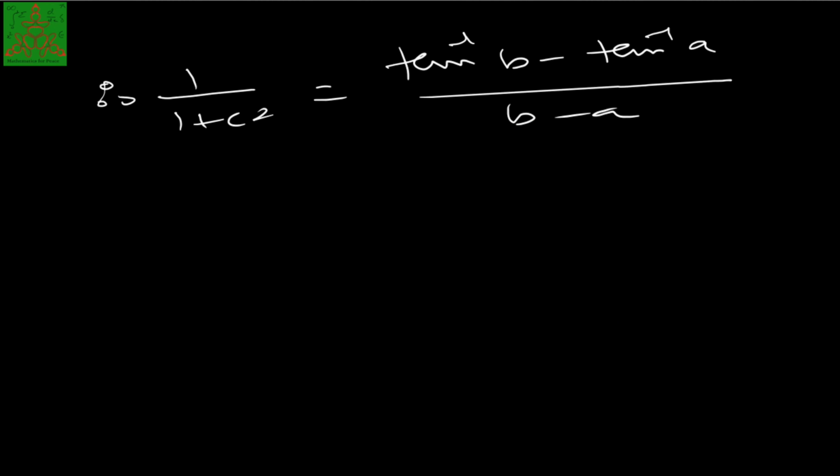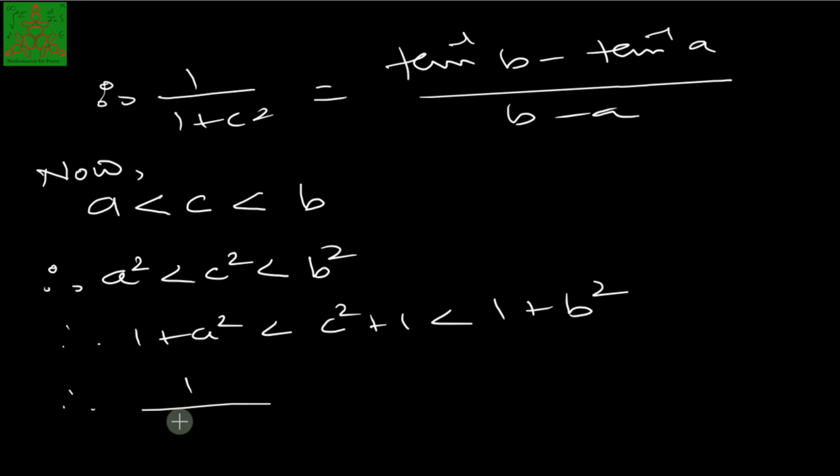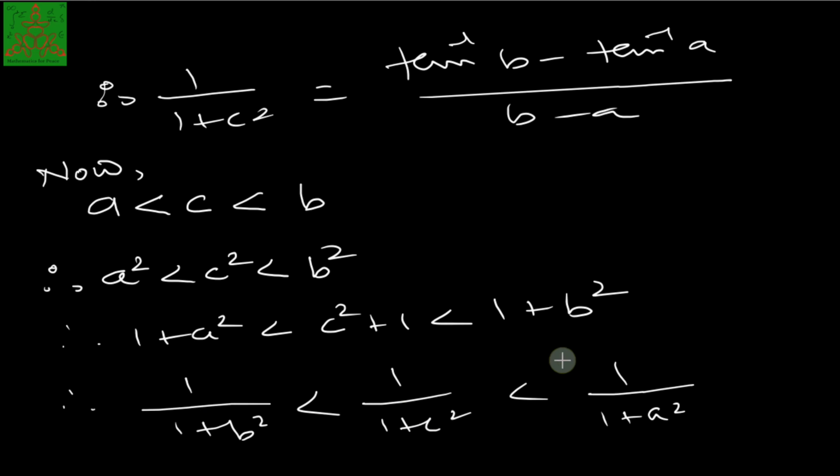So as we have done in all the previous examples, we have to start with this: your c is in between a and b. Now you have to make out this expression, that is 1 upon 1 plus c square. So take the square both sides. So this will give me this, and if we add 1, hence this will give me this. And if you do the reciprocal, it will give me 1 upon 1 plus b square is less than 1 upon 1 plus c square is less than 1 upon 1 plus a square. Due to the reciprocal, the inequality will be changed.